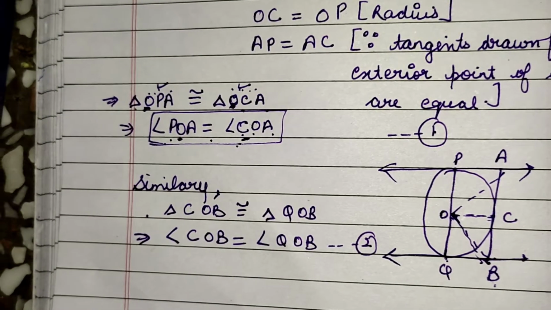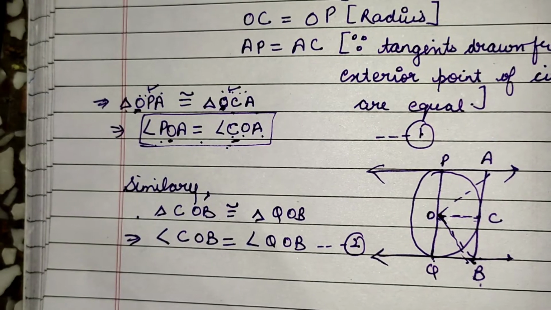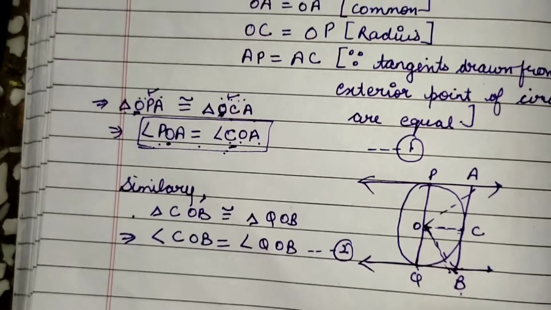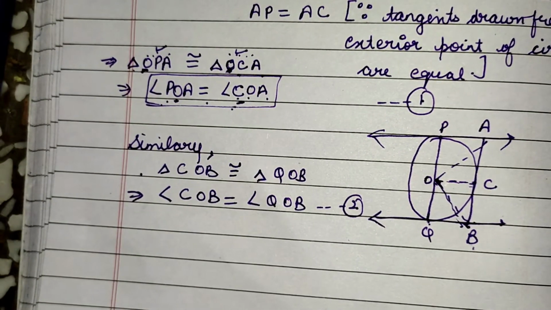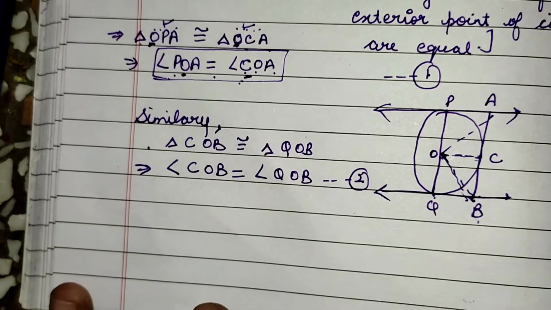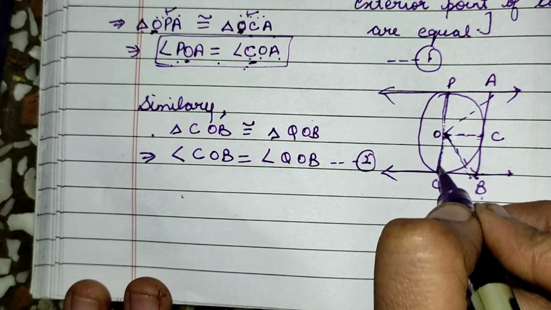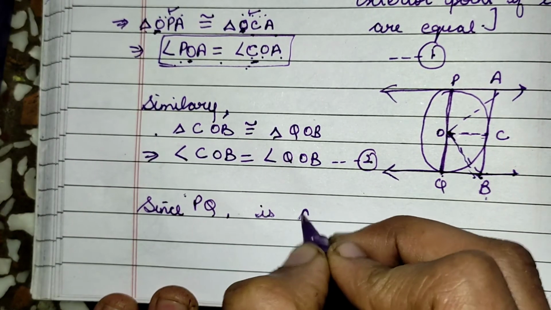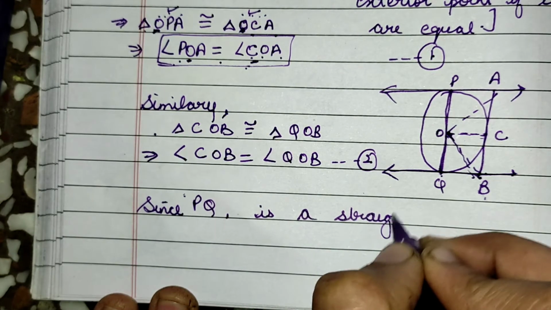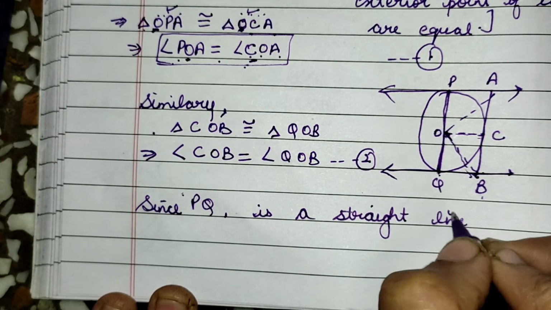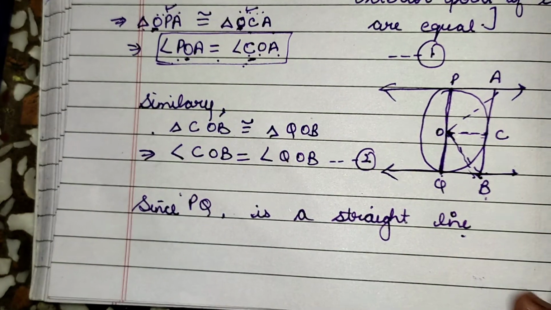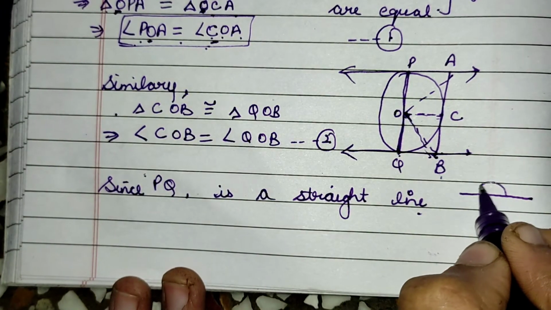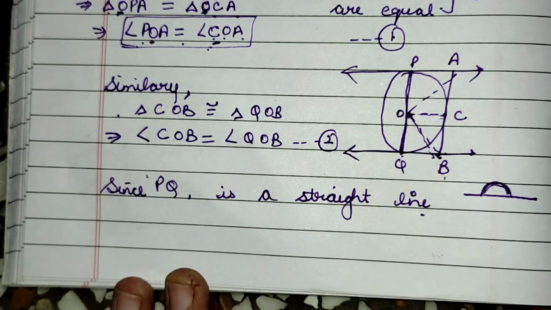So now we will use the concept of straight line. You know that PQ is a straight line. Since PQ is a straight line, the sum of all the angles formed on the straight line is always 180 degrees. When you draw angles on a straight line, the sum is always 180.